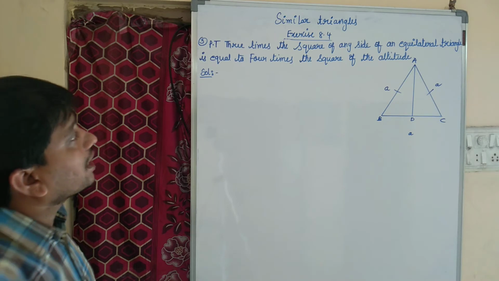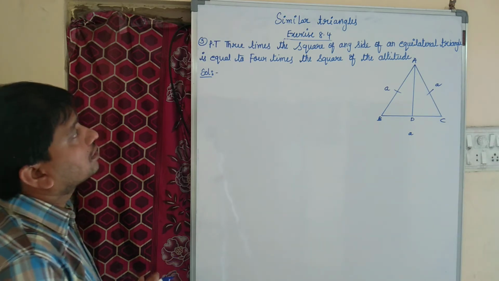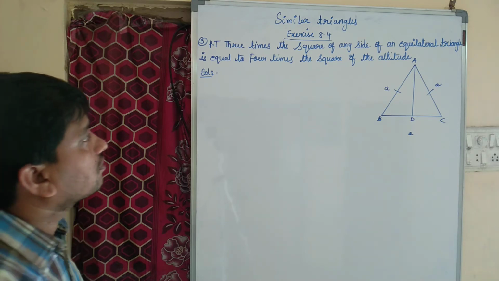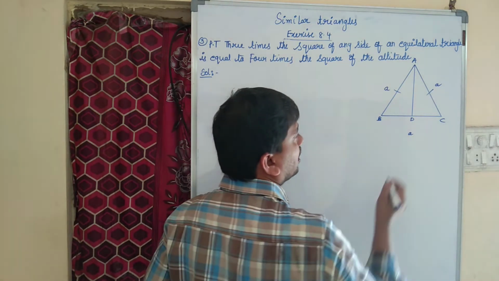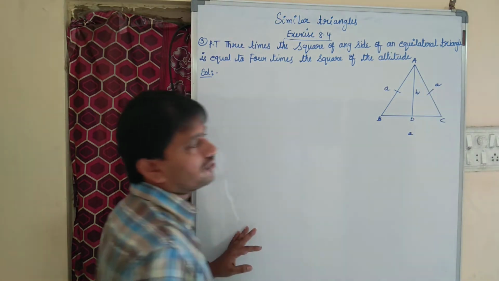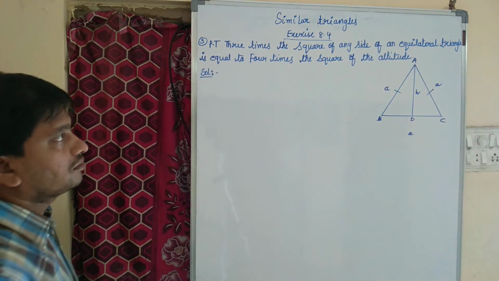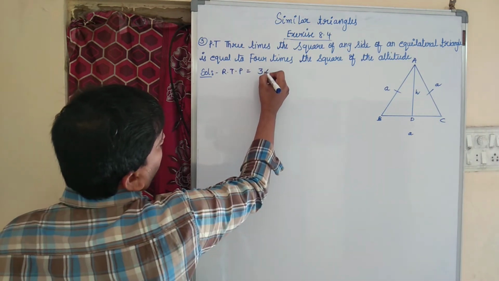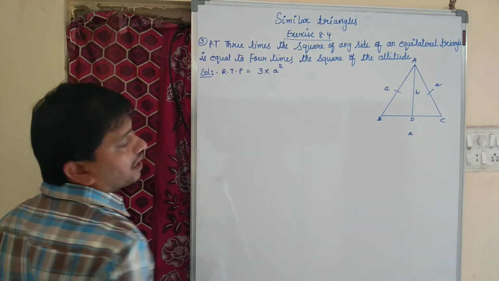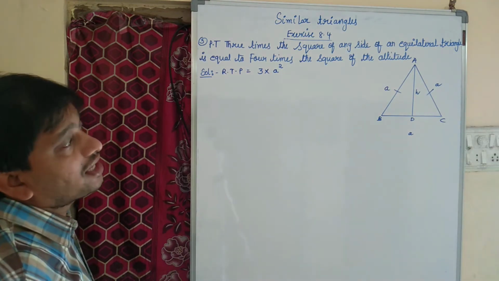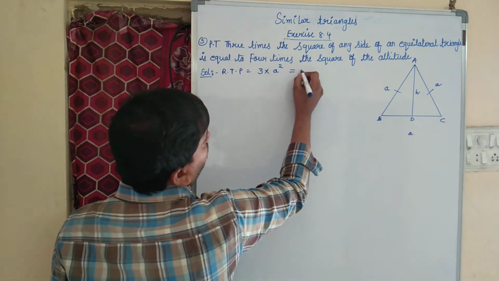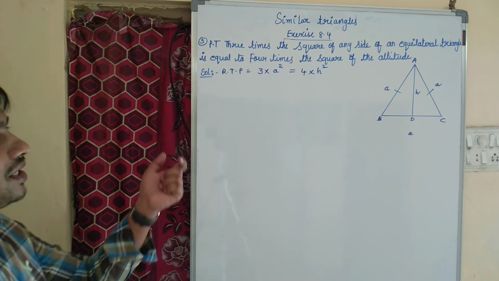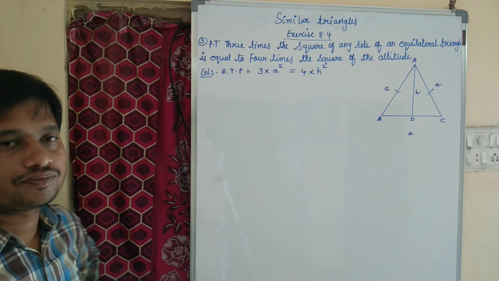See here, they are asking to prove that 3 times the square of any side of an equilateral triangle is equal to 4 times the square of the altitude. Let the altitude of the triangle be h, altitude we also call the height of the triangle. Meaning what is required to prove is 3 times the square of any side of an equilateral triangle is equal to 4 times the square of the altitude. We need to prove that 3a square equal to 4h square.